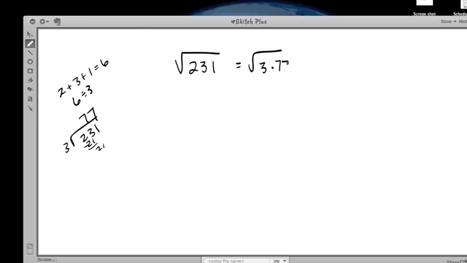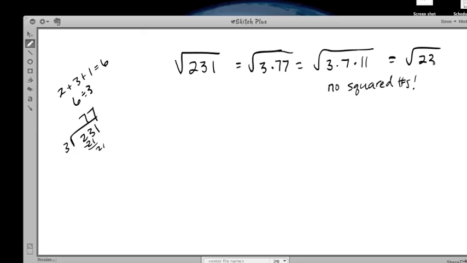Now 77 isn't prime either. It's divisible by 11. So I can rewrite that as the square root of 3 times 7 times 11. Now notice there's nothing squared in here. So I can't actually take out any numbers. They all have to stay inside that square root. So the simplest form for this radical is actually just how it started, the square root of 231, even though it's not a prime number. Sometimes you don't have two factors that you can take one out from under the square root.